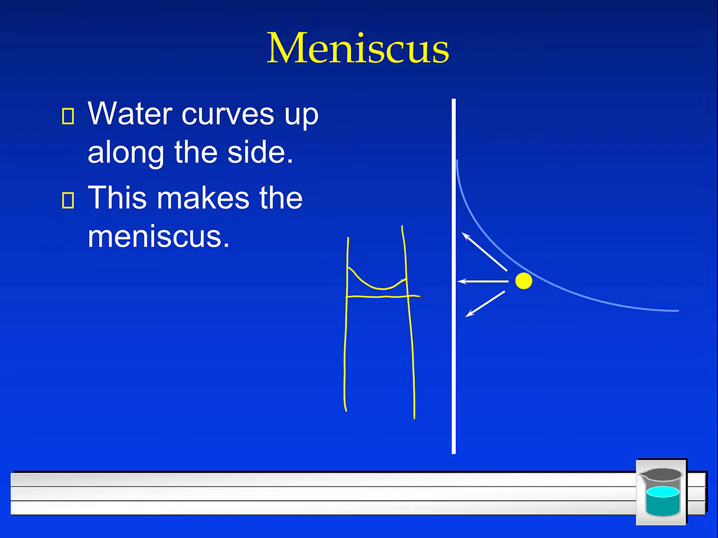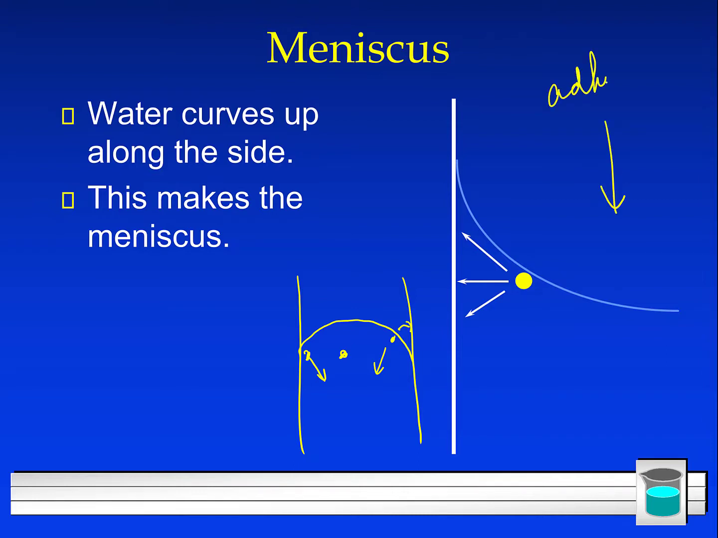Now that all happens because water grabs onto the glass. If something couldn't grab onto the glass, if I had glass where there was no attraction between the wall and the glass, then a molecule right here wouldn't be attracted to the glass, it would only be pulled inward. And what I get is a meniscus the other way. This molecule wants to be close to this, not to that. So you get this shape if there's adhesive forces, and you get that shape if there's no adhesive forces.